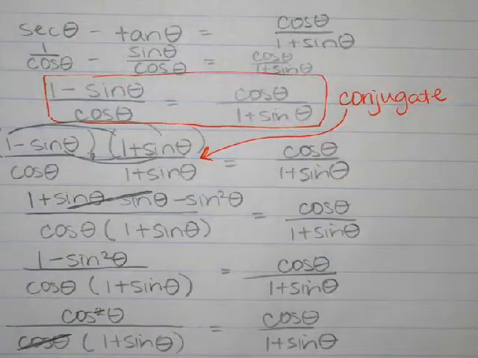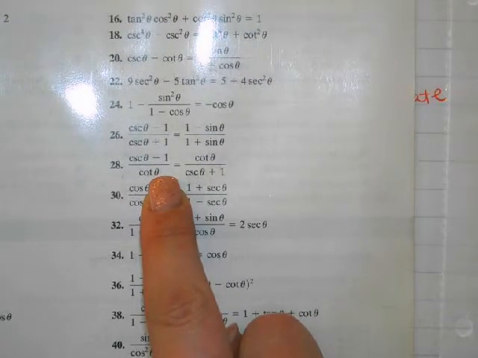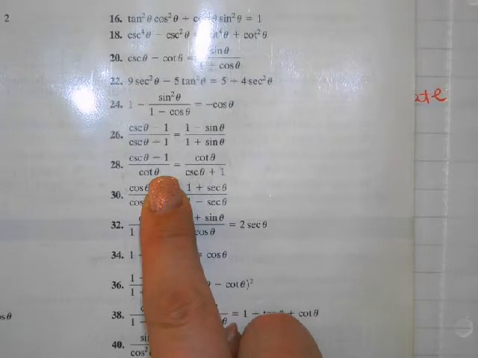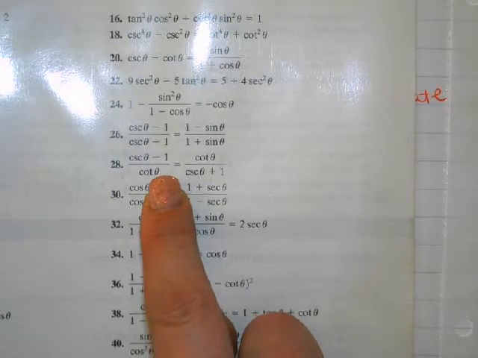And there is one like that. If you look down at number 28, number 28 is a very straightforward conjugate problem. See how 28 did what we just saw? So that's a very straightforward conjugate problem. It doesn't happen all the time.